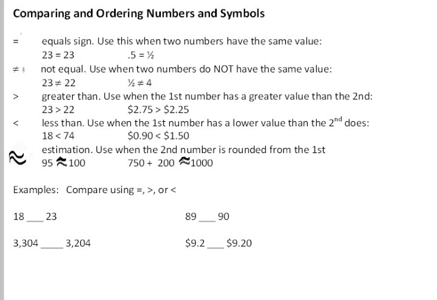The not equal sign is like an equal sign with a slash through it. We use it when two numbers do not have the same value. 23 is not equal to 22. They're not the same. 1/2 is not equal to 4.